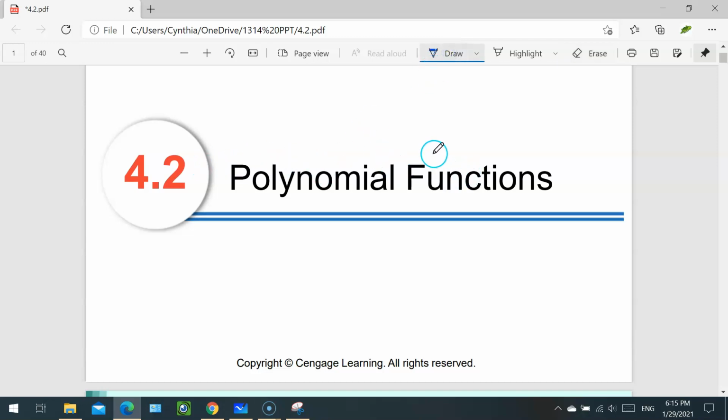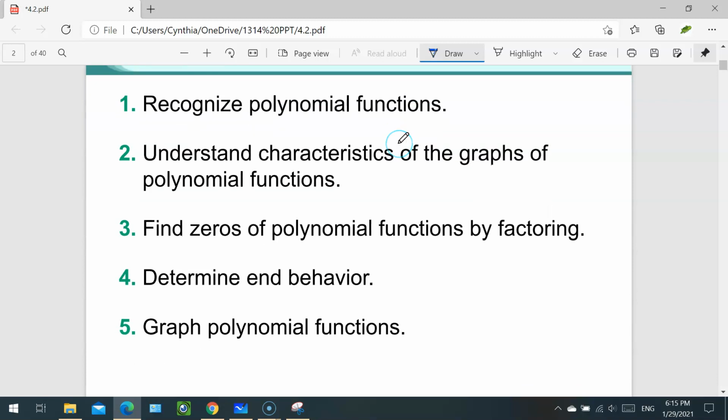4.2 Polynomial Functions. In this section, we are going to learn how to recognize polynomial functions and understand the characteristics of the graph of the function. Find the zeros of the polynomial function by factoring. Determine the end behavior, and by the end, we will graph the polynomial function without using the calculator.